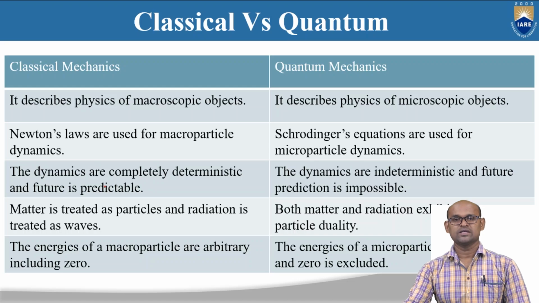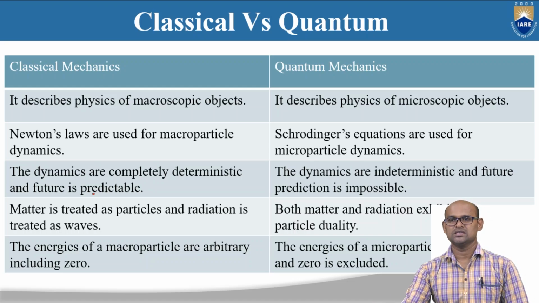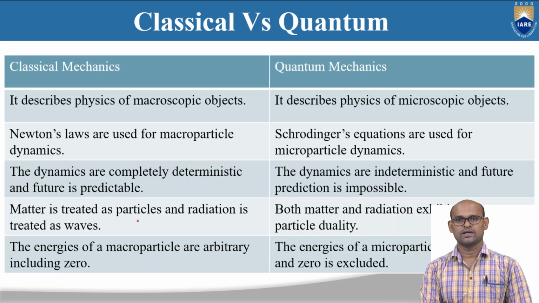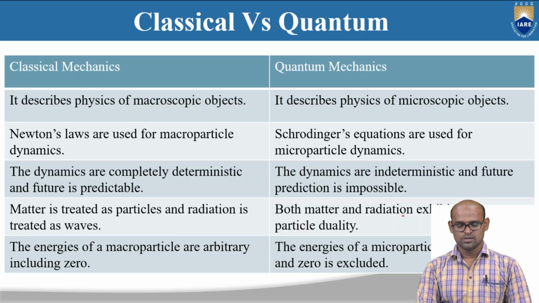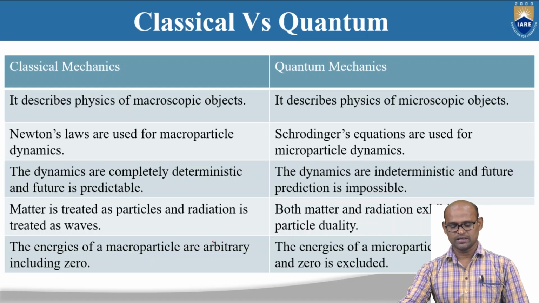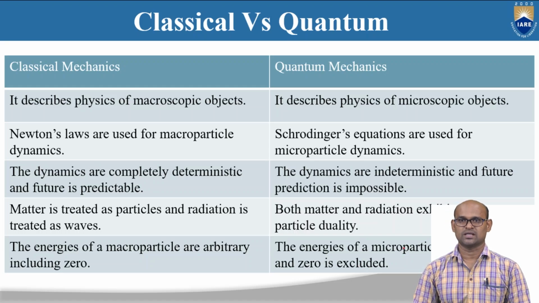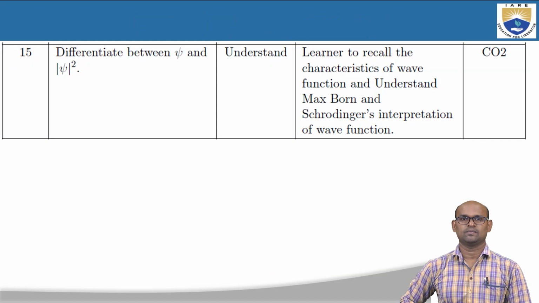In classical mechanics, dynamics are completely deterministic and the future is predictable, whereas in quantum mechanics, dynamics are indeterministic and exact prediction is impossible. In classical mechanics, matter is treated as particles and radiation is treated as waves. In quantum mechanics, both radiation and matter exhibit wave-particle duality. In classical mechanics, energies of a particle are arbitrary, including zero also. But in quantum mechanics, zero is excluded and energies of microparticles are discrete. These are some major differences between classical mechanics and quantum mechanics.